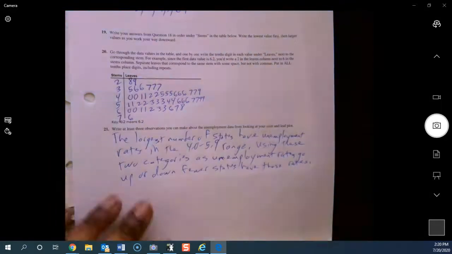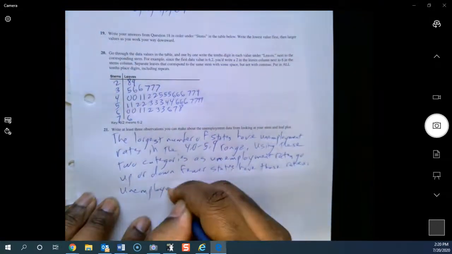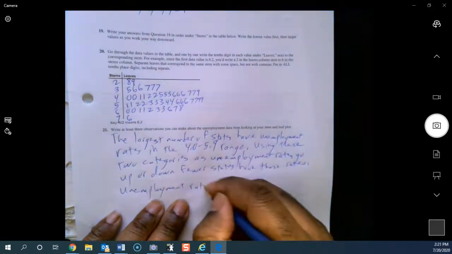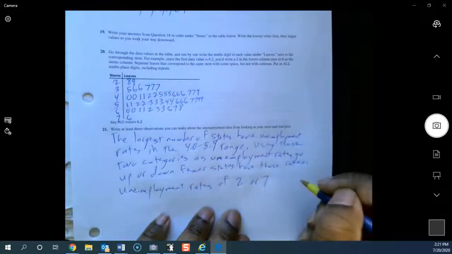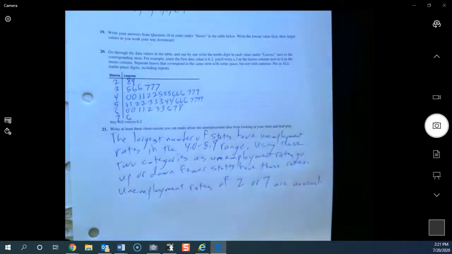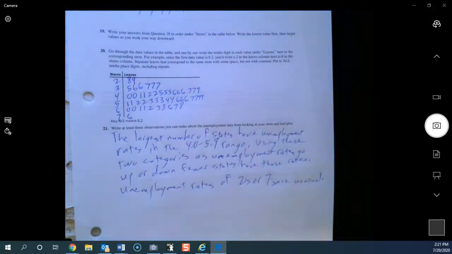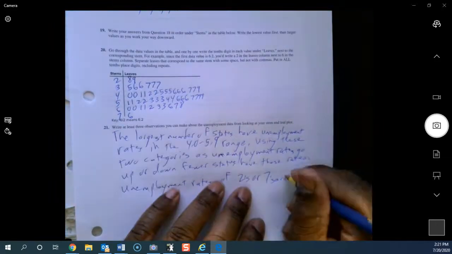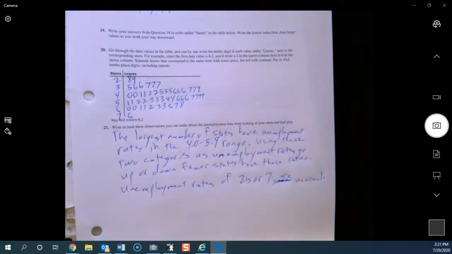Okay. And then finally, unemployment rates of 2s or 7s are unusual. Because if you notice, with 2 is only like 2.8 and 2.9. And then I should put 2s and 7s, because they're actually not just 2 or 7. So it's the 2s or the 7s, and they are unusual. Because there's only 1 in the 7s, and there's only 2 in the 2s.